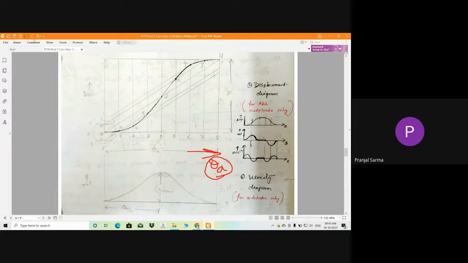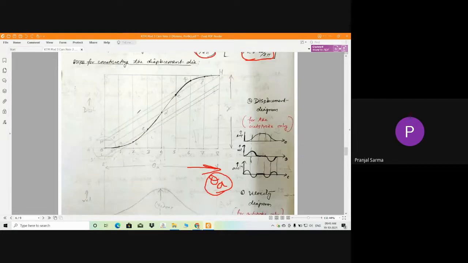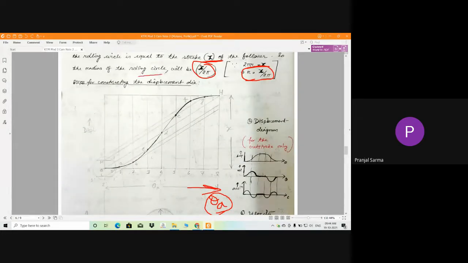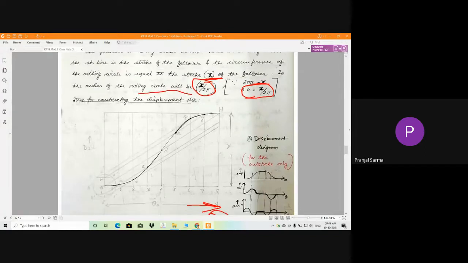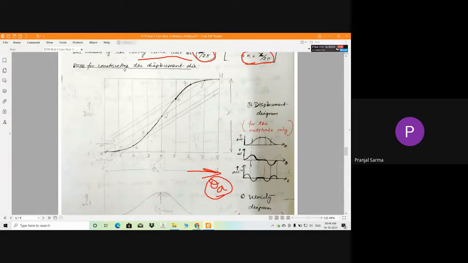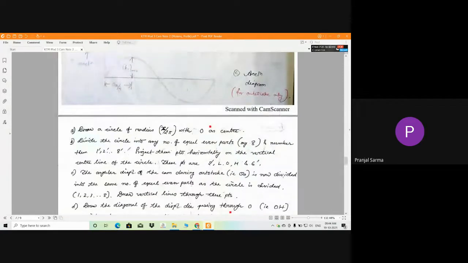Okay. So now for drawing that, we have seen that the radius of the rolling circle is going to be x by 2 pi. Suppose from here I am going to draw. This is the projection. Now considering it as a center, I am going to draw a circle of radius x by 2 pi. Already we have said why we go for x by 2 pi, because we are talking about cycloidal motion.